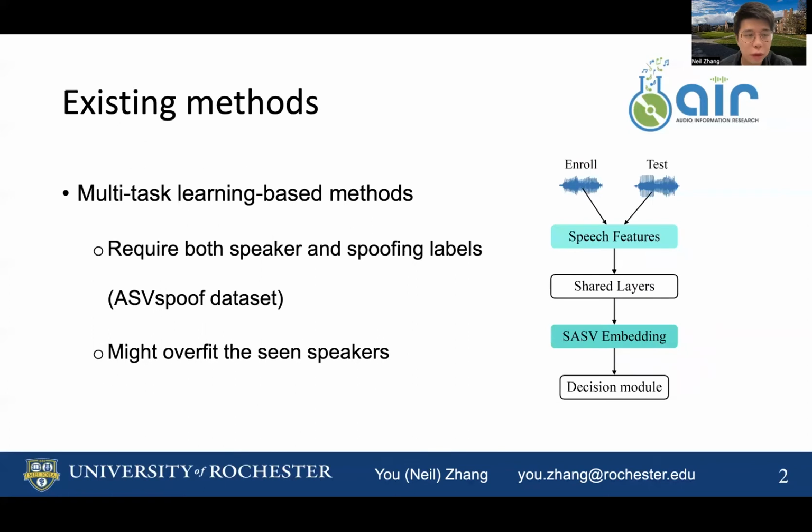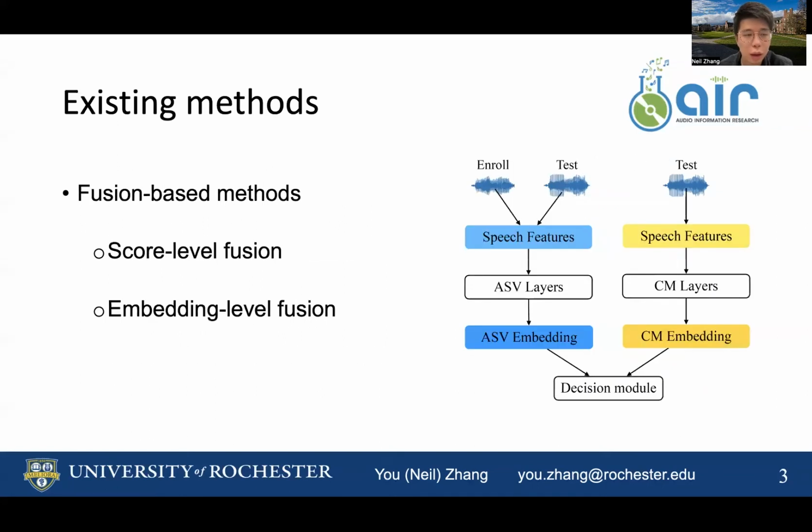So SASV is still a binary classification problem. For existing methods, there are mainly two kinds. The first one is the multitask learning-based method, but it requires both speaker and spoofing labels. So currently, only the ASVspoof datasets can support this, but they have a limited number of speakers, so this joint system might overfit to those few speakers. The other kind is fusion-based methods. We can do score-level fusion or embedding-level fusion, and the two subsystems can be trained on different datasets.